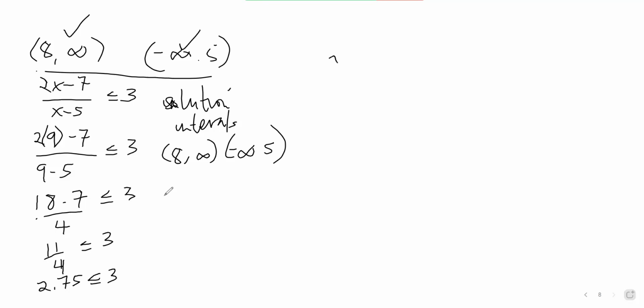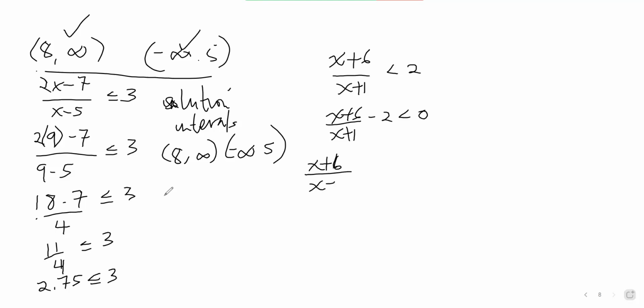So we can also have x plus 6 over x plus 1 being less than 2. Then we can have x plus 6 over x plus 1 minus 2 being less than 0. x plus 6 over x plus 1. That becomes the LCM.